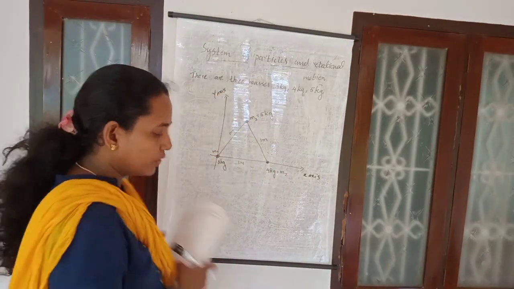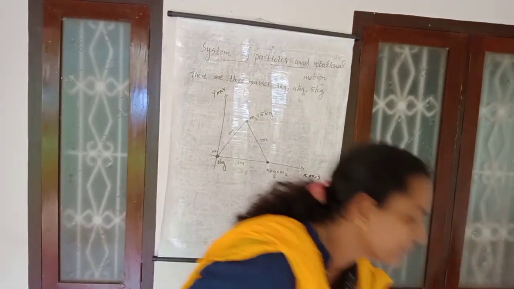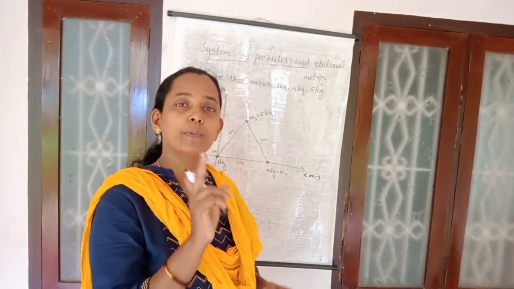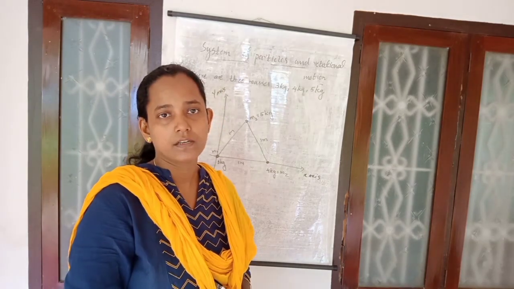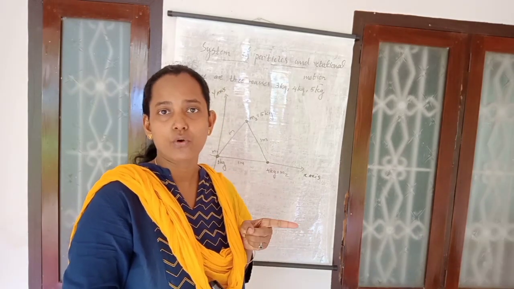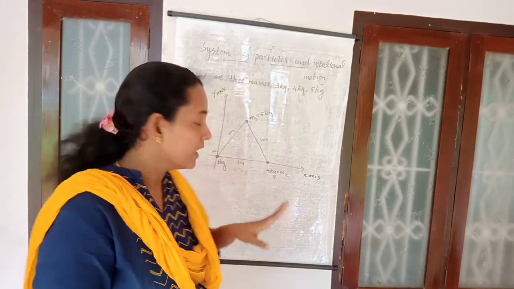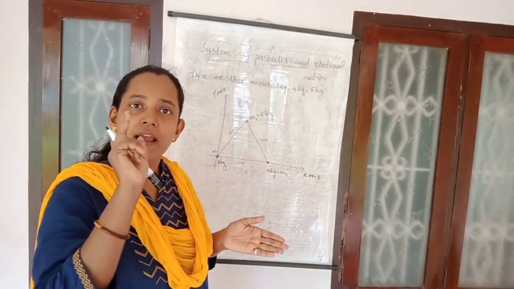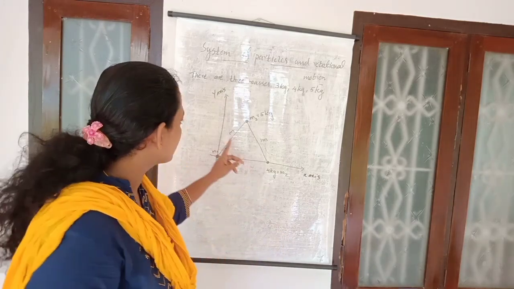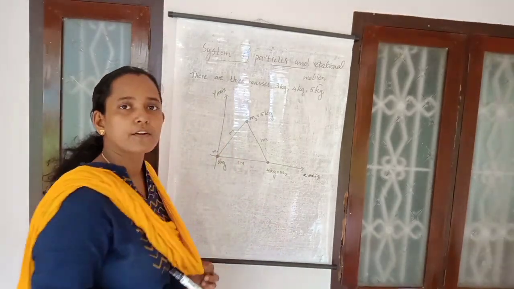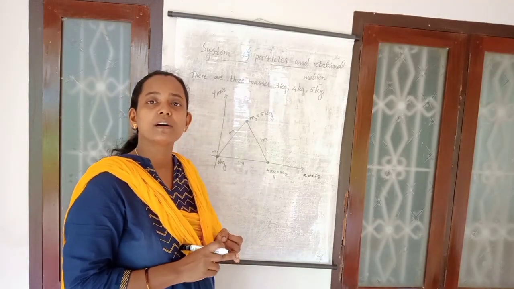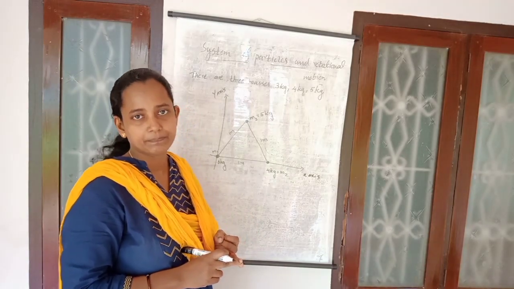So in order to locate the position of the center of mass of this system of particles, how many coordinates do you want to calculate for that center of mass? Two coordinates. One is x center of mass and the other is y center of mass, because it is a plane. In the previous case it was along a straight line, therefore only the x coordinate. But here it is in a plane, therefore you want to calculate the center of mass x coordinate and the center of mass y coordinate.